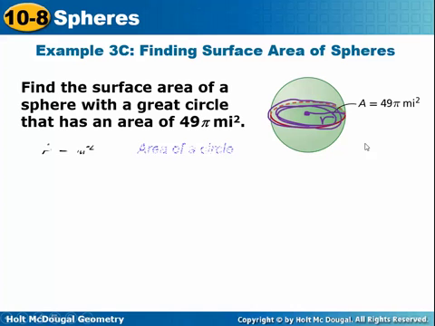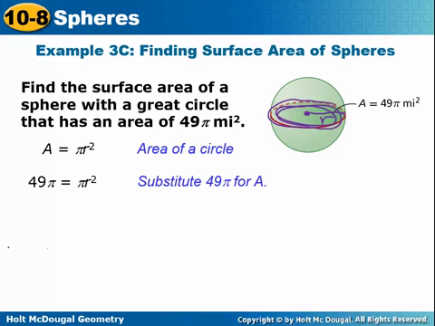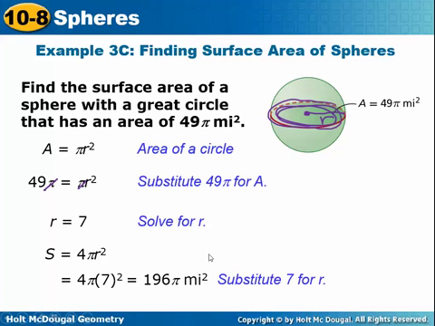So what we'll do is we'll set up the formula for area of a circle. Area equals pi r squared. Then we'll plug in what they told us the area is, which is 49 pi. Plug that in for a. Cancel our pi's, and then it's just a matter of taking the square root of both sides to get 7 for our radius. Square root of 49 is 7. Now that we know what r is, we'll use the formula for surface area of a sphere. Plug in that r is 7, and 49 times 4 is 196, so 196 pi miles squared is the surface area of the sphere.